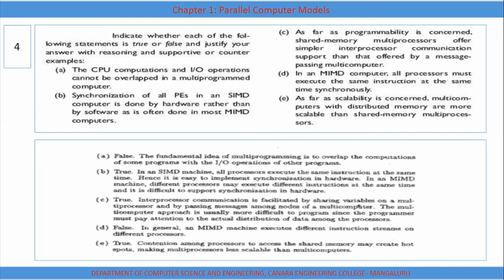The fourth statement is false. In general, an MIMD machine executes different instruction streams on different processors. And the last statement, E, is true. Contention among processors to access the shared memory may create hotspots, making multiprocessors less scalable than multicomputers.